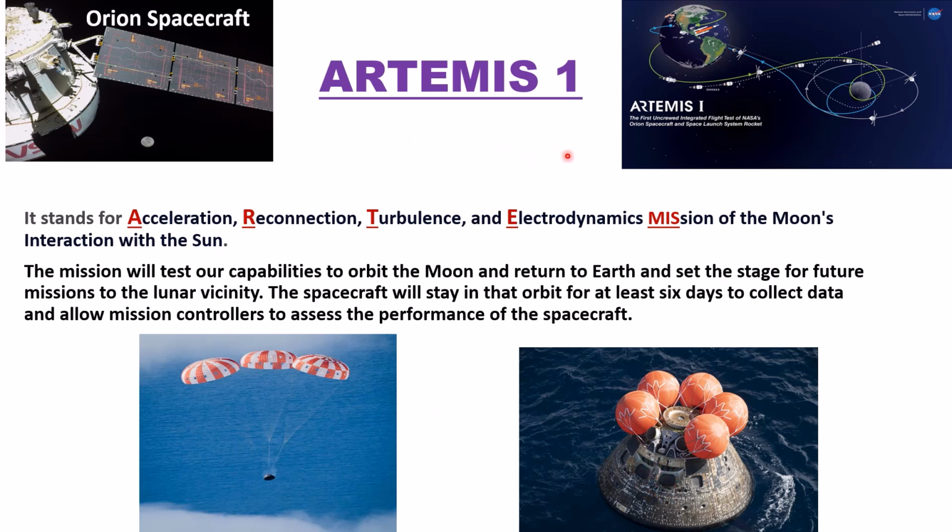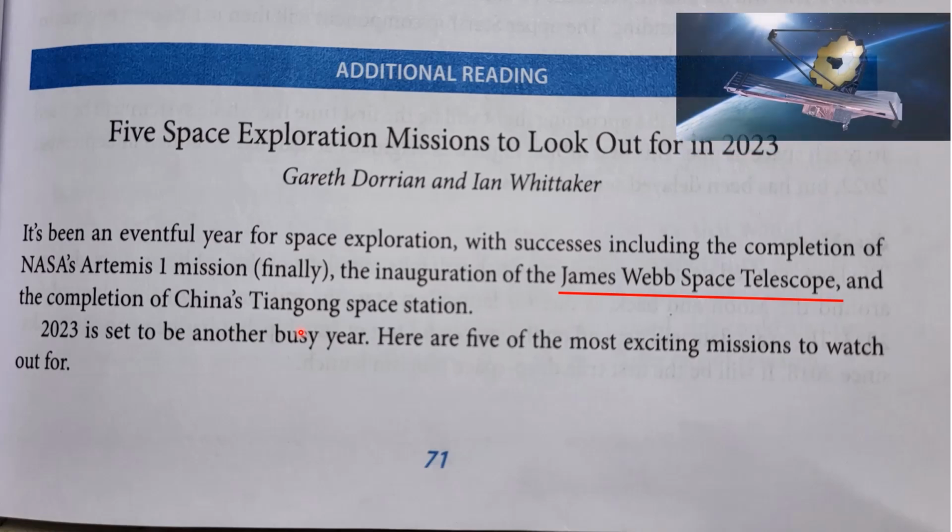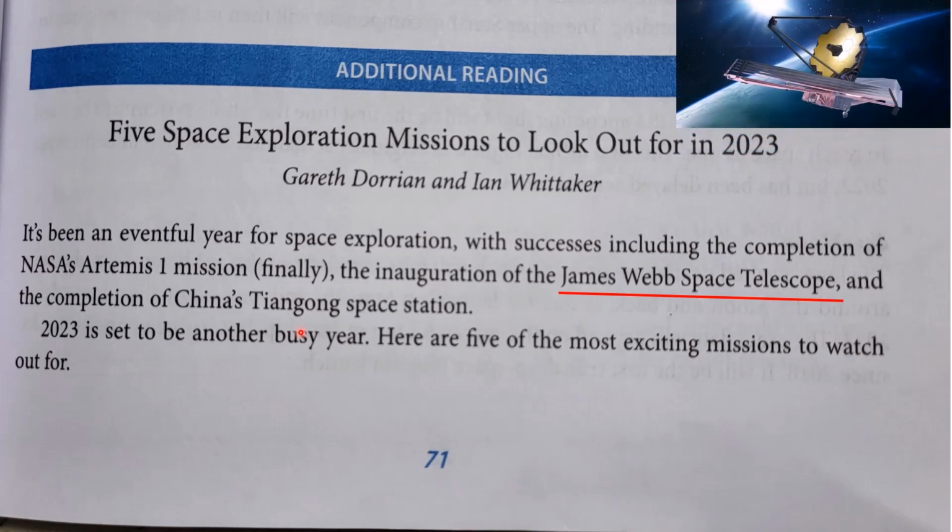So that is the Artemis 1 mission, which was completed in 2023. Now Artemis 2 is about to be launched, students. And the inauguration of the James Webb Space Telescope, and the completion of China's Tiangong Space Station. So you have seen how a space station looks, and these are the two important missions which have been completed in the year 2023.